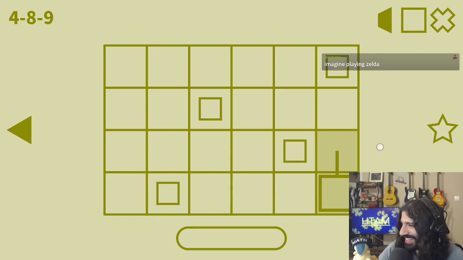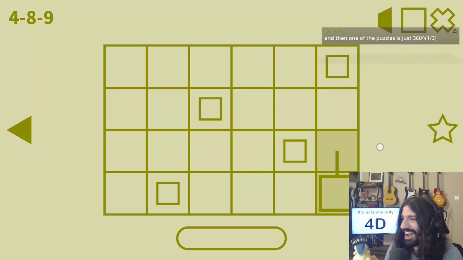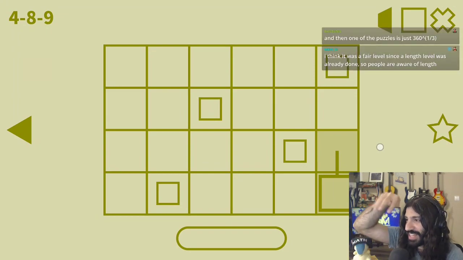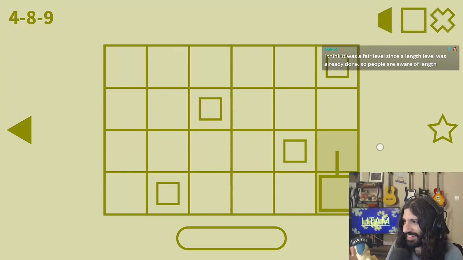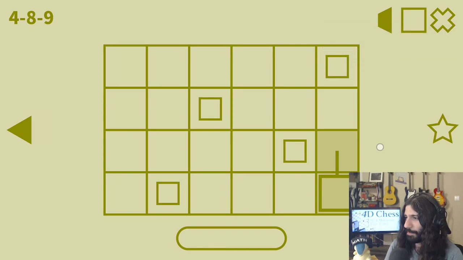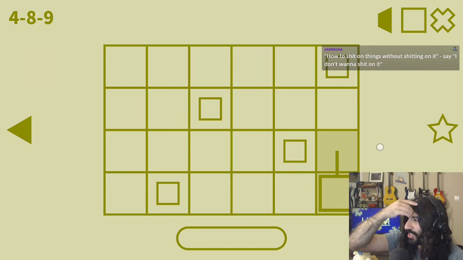Imagine playing Zelda. Dude, I never liked Zelda. It didn't jazz with me the way the other Nintendo games did, and I think that's part of it. And then one of the puzzles is just 360 to the 1/3. That's not what I mean. But in terms of the calculations, I think that is commensurate with my Zelda experience somehow. The same logic kind of applies. I can't justify exactly how that is to you. If it doesn't make sense to you, then it just doesn't. But the calculating puzzles to me are like Zelda, and why I don't like it quite as much as a lot of other games.